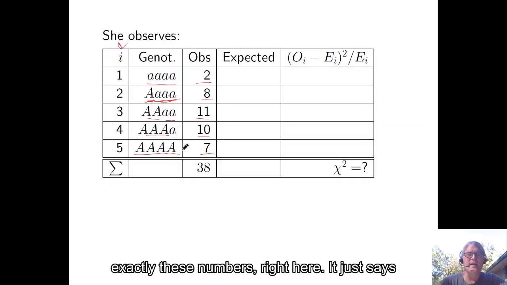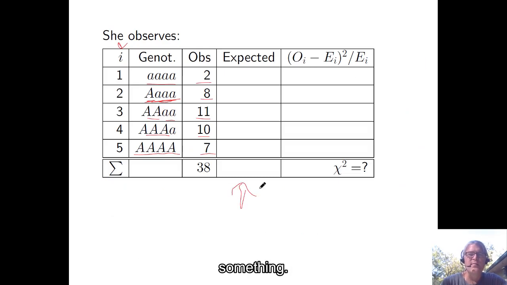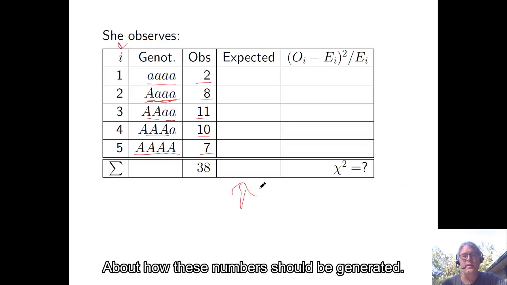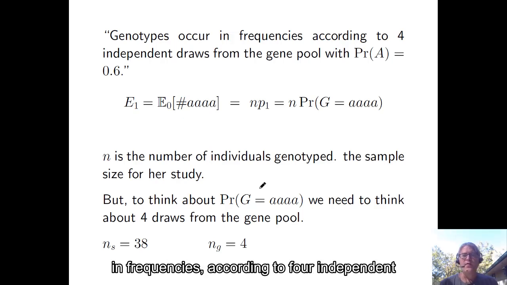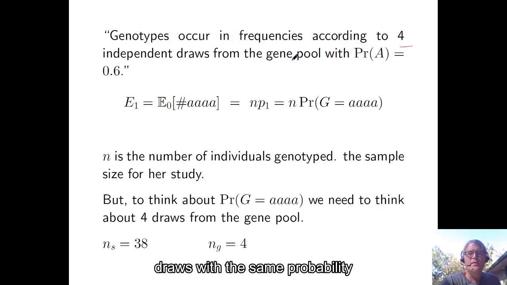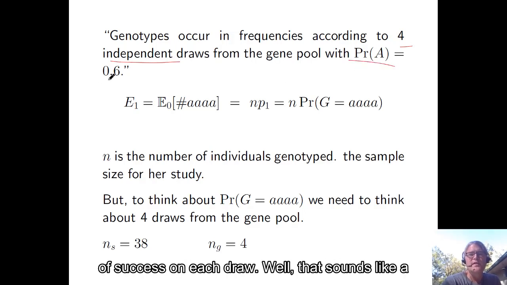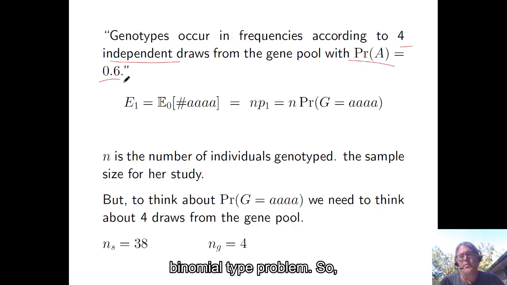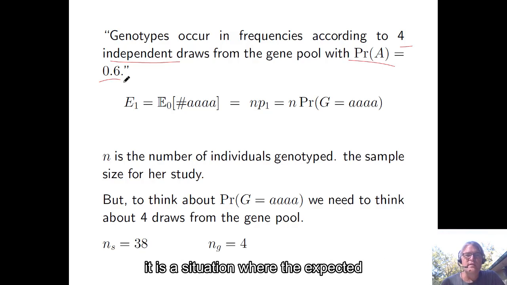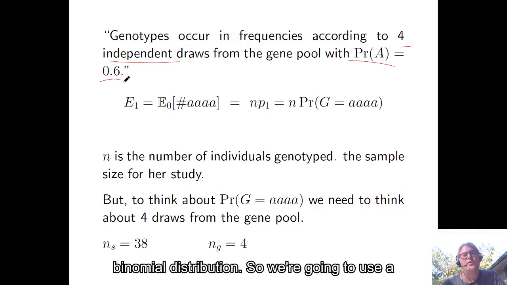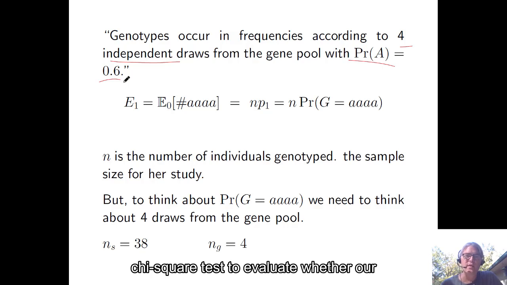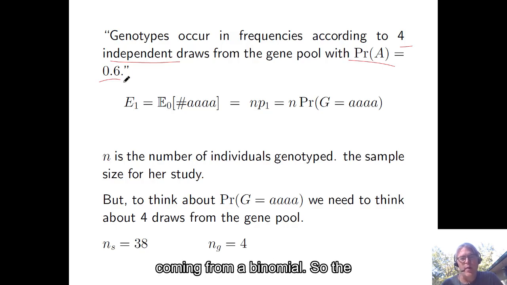Well, that doesn't give us exactly these numbers right here. It just says something about how these numbers should be generated. And so genotypes occurring in frequencies according to 4 independent draws with the same probability of success on each draw, well, that sounds like a binomial type problem. So it's just a situation where the expected numbers for the different categories come from the binomial distribution. So we're going to use a chi-square test to evaluate whether our data fit the expectations, but the expectations themselves are coming from a binomial.